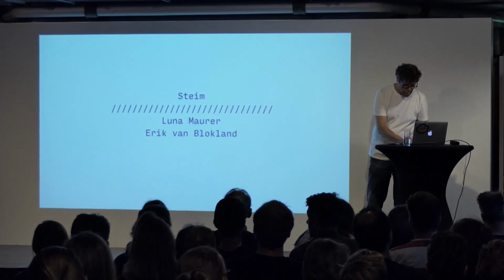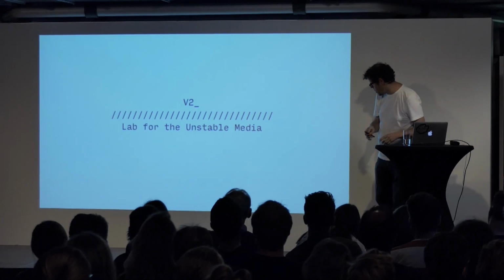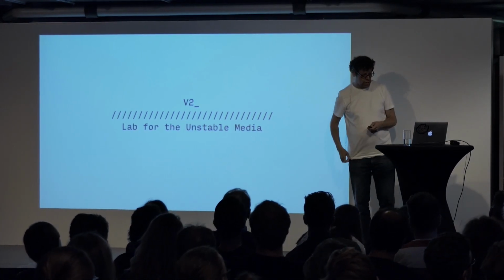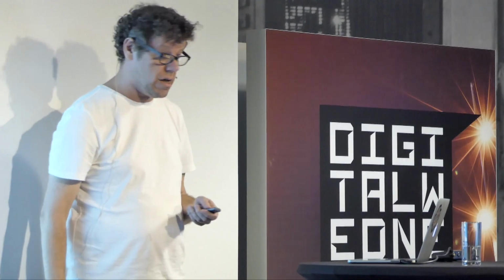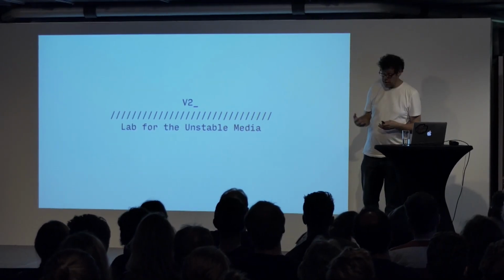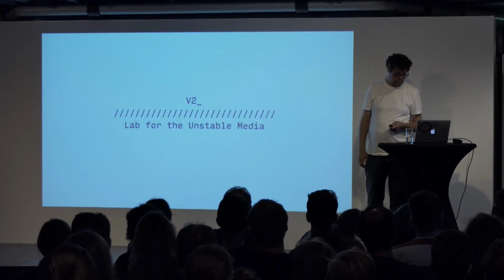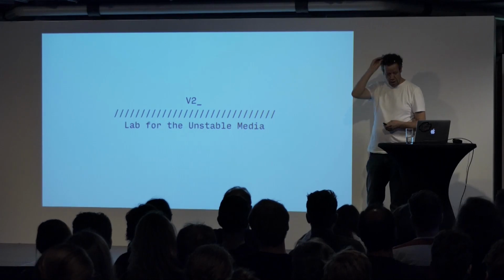So collaboration number 1. Let's see, this was not a collaboration. V2 is an institute in Rotterdam. They call themselves the Lab for the Unstable Media. They put up shows for digital artists, video artists. They have a fantastic video wall of an insane resolution, and they support artists that work in this field. And they asked me to design a new logo type.